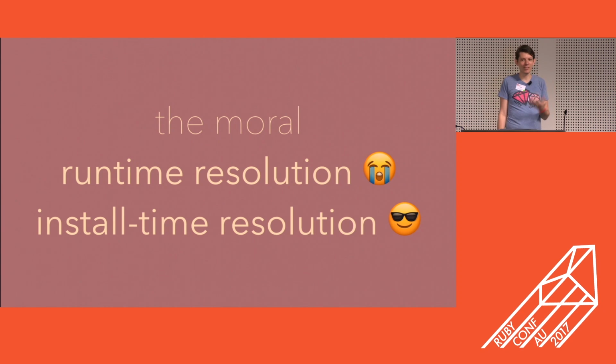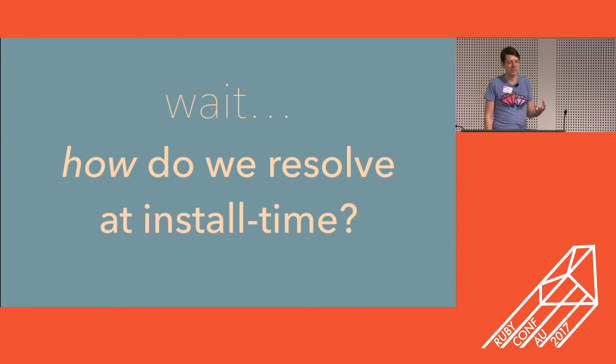So the moral of this story was RubyGems at the time did what we called runtime dependency resolution. Do these gems work together now that I pull them in? And what we decided we needed was install time dependency resolution, where you check to make sure that all of the gems that you're about to install work together once in advance, and then it's fine, they'll all just load. So how do we do this?